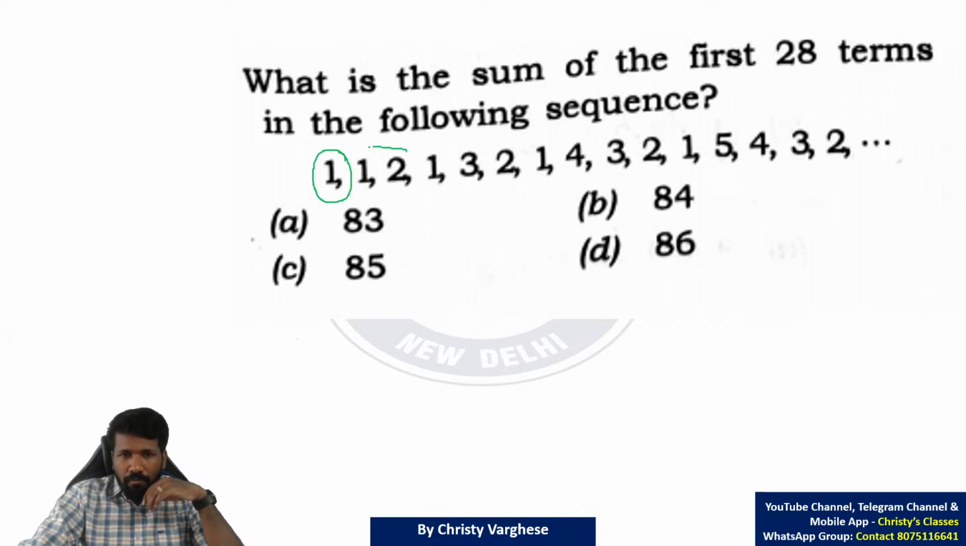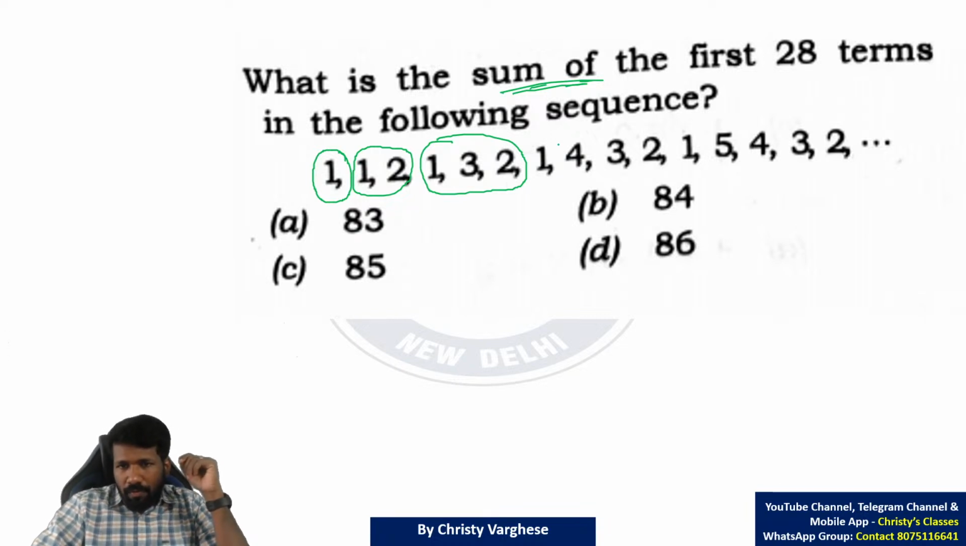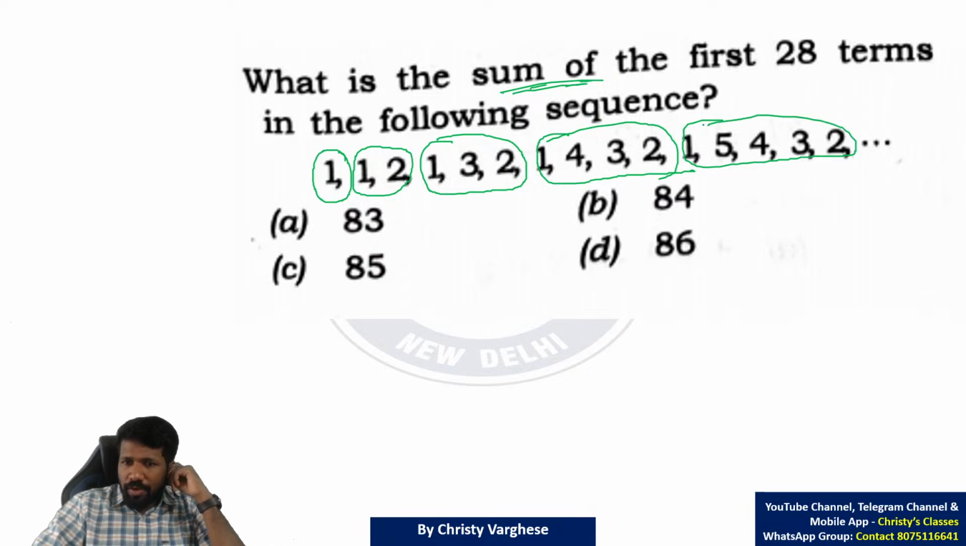1, 1, 2. 1, 3, 2 means you can rearrange it as 1, 2, 3, because anyway you are going to sum it up. 1, 4, 3, 2 means 1, 2, 3, 4. 1, 5, 4, 3, 2 means 1, 2, 3, 4, 5.